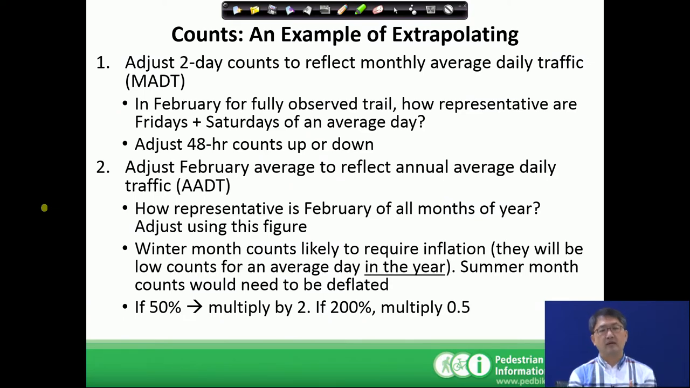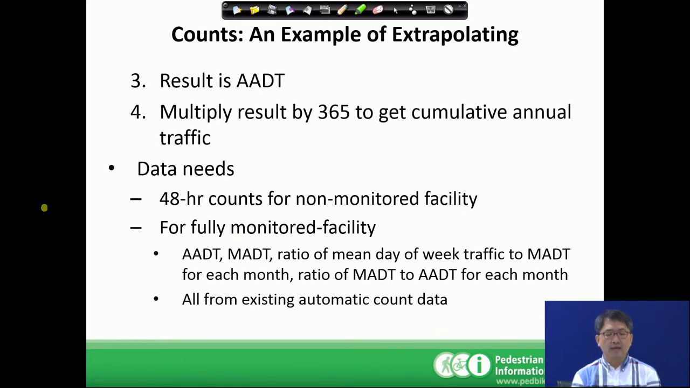So if February is less than average, then you probably want a factor that is bigger than one to extrapolate to the average of the entire year, and things like that. At the bottom, winter counts are very small and summer is higher. So if it's 50%, you multiply by two to make it bigger, things like that. So you will get the AADT.